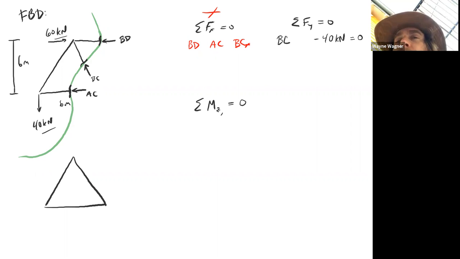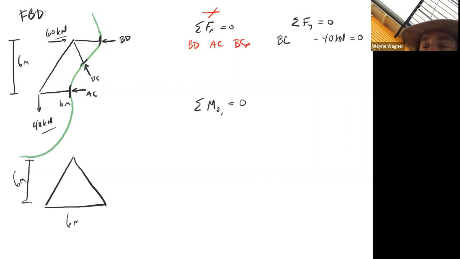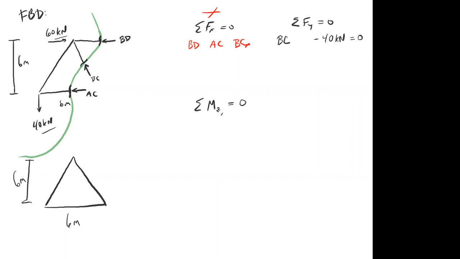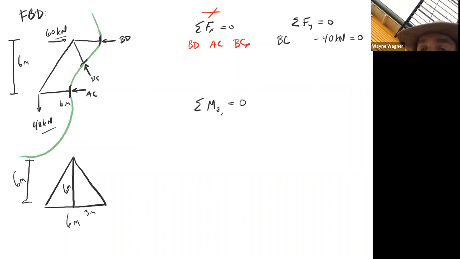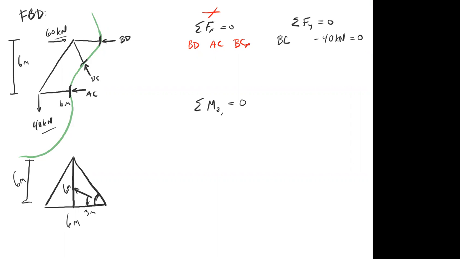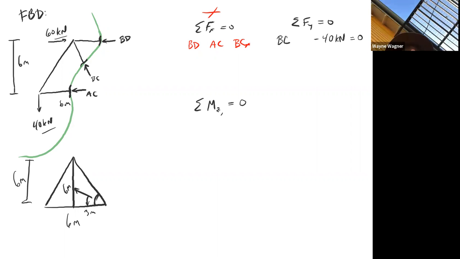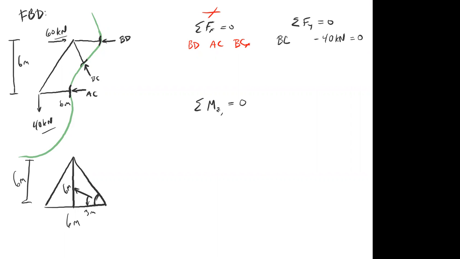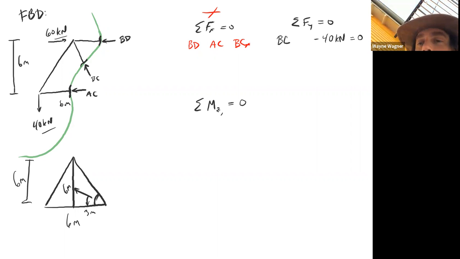But the problem is this angle isn't so simple, because I've got 6 meters here and I've got 6 meters here. The temptation is to go, oh, it's an equilateral triangle, but it's not an equilateral triangle, because this is 6 meters here and this is 3 meters here. So to get this angle, I need to do the inverse tangent of the opposite over the adjacent. 6 over 3, which is 2. So the inverse tangent of 2 is 63.435.